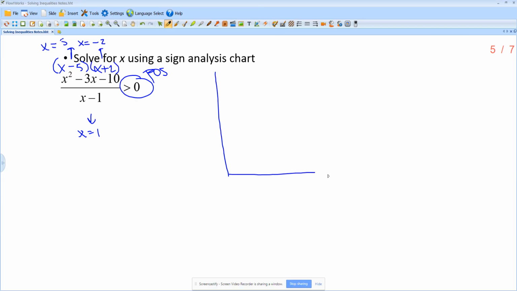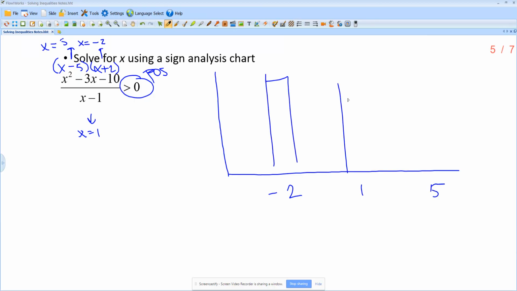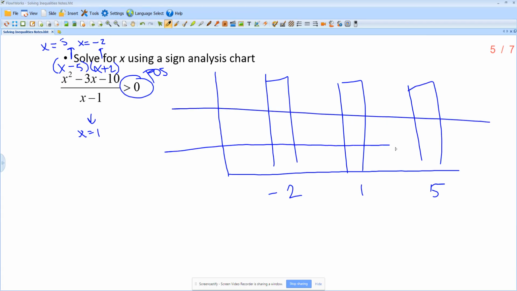So I'll make my sign analysis table. I organize least to greatest, so -2, +1, +5. Columns, rows. 3 rows because I have 3 factors here. I have x minus 5, I have x plus 2, and I have x minus 1. X plus 2 gets zeroed out by -2. X minus 5 gets zeroed out by +5.